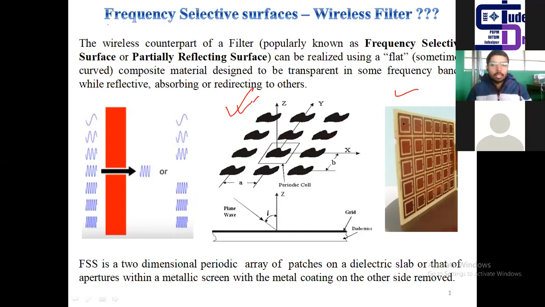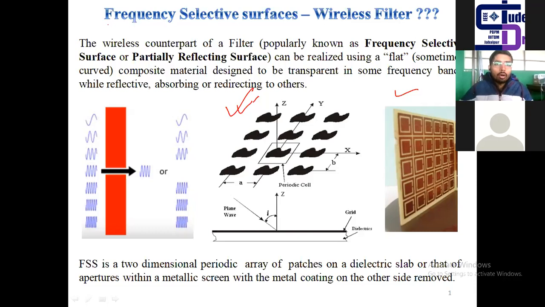Apertures means just in place of metal, you can place the aperture or hole. And on the other sections, you can place some material, that means metal or copper or aluminum, whatever. So just the complementary structure, both are possible. And mostly these are used for getting the response of a band pass filter or band stop filter. Or you can also use these structures to get the low pass as well as high pass filter response.